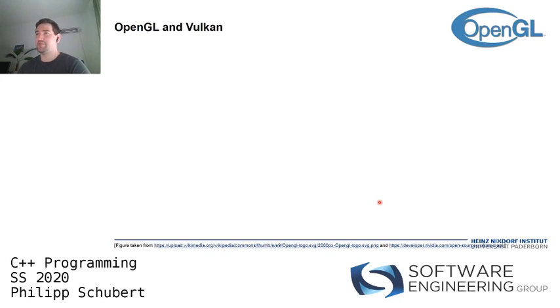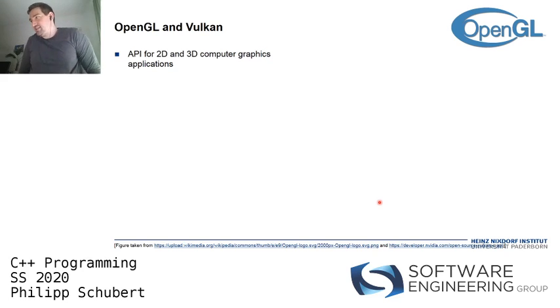What else do we have? We also have the Open Graphics Library, OpenGL, whose successor is nowadays called Vulkan. It's an API for 2D and 3D computer graphics applications, which means you could implement your own 2D or 3D games with that. Maybe you could implement GTA 6 or whatever things you're interested in. So this would be the library to implement some nice computer games.